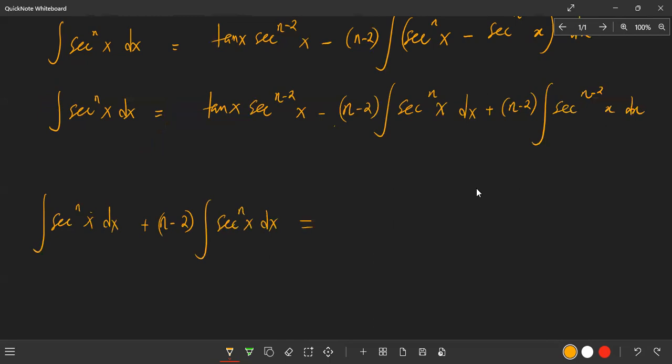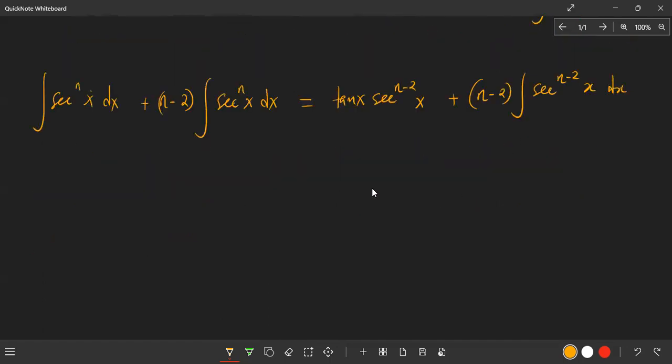And then this side of the equation is tan x sec^(n-2) x, and also plus n minus 2 times the integral of sec^(n-2) x dx. Okay, so if you notice here, something is common. What is common here? The integral of sec^n x dx. Right? So I can factor out what is common, isn't it?